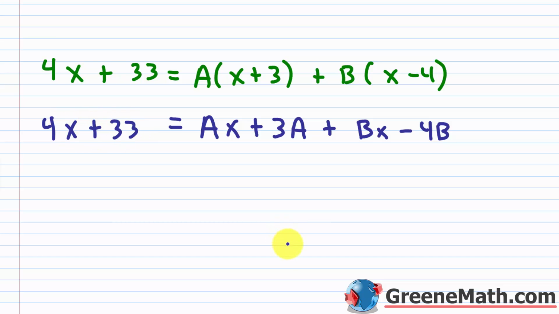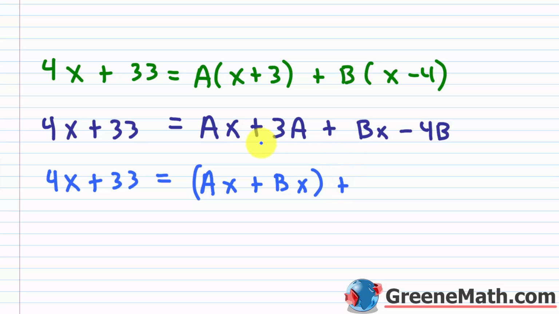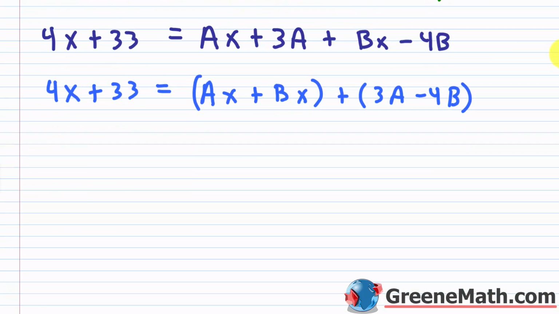Now, what I want to do is get all the terms with x's together so I can kind of factor, okay? So let me show you that. So we're going to have 4x plus 33 is equal to, let's say that we have a times x plus b times x. I'm going to put this as a group, and then plus, I'm going to make another group with just 3a minus 4b, okay? And this will all make sense in a minute.